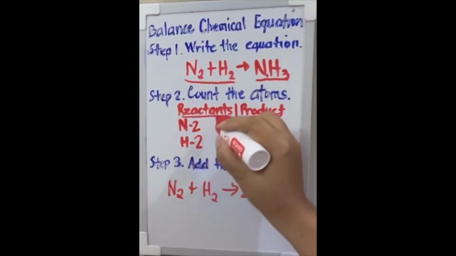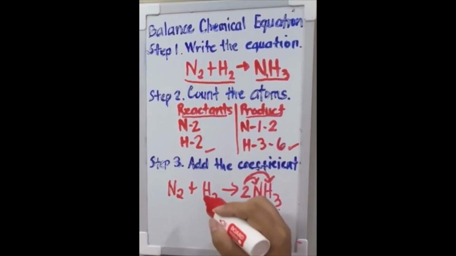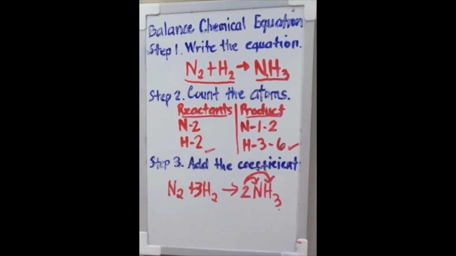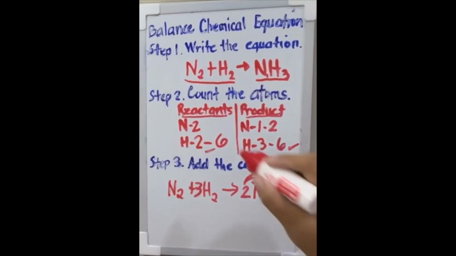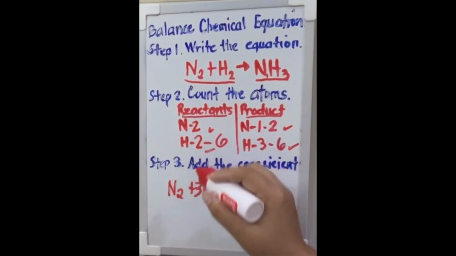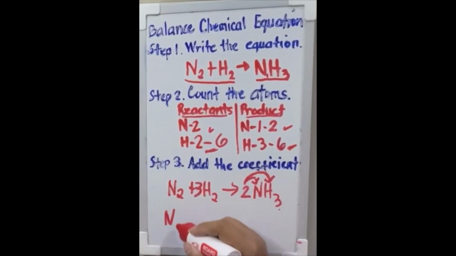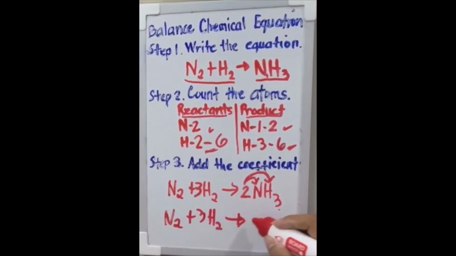Now let's look at the hydrogen on the reactant side. It is only 2 hydrogen atoms. Let's make that 6, so we add a coefficient of 3. Then 3 times 2 will give us 6. Now for nitrogen, we have 2 on both sides, and for hydrogen, we also have an equal number, 6 and 6. So the final balanced equation is N2 plus 3H2 yields 2 molecules of ammonia.